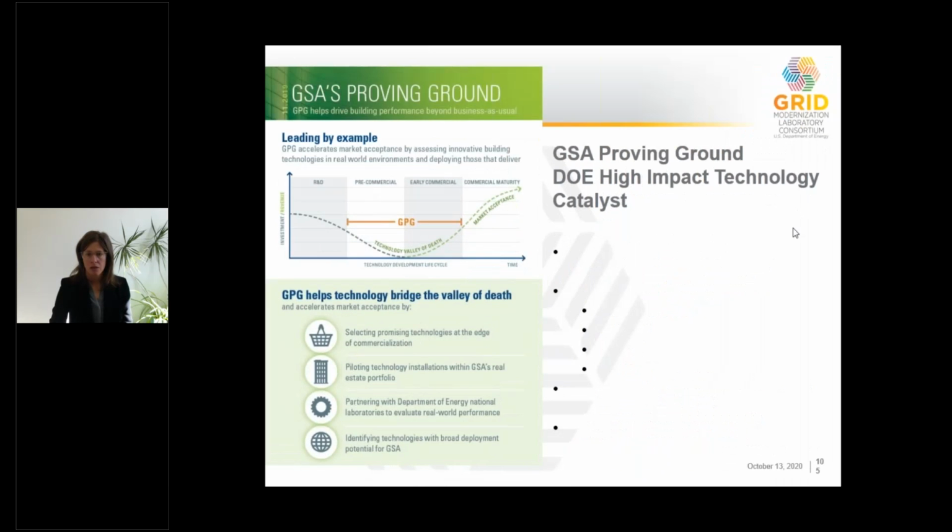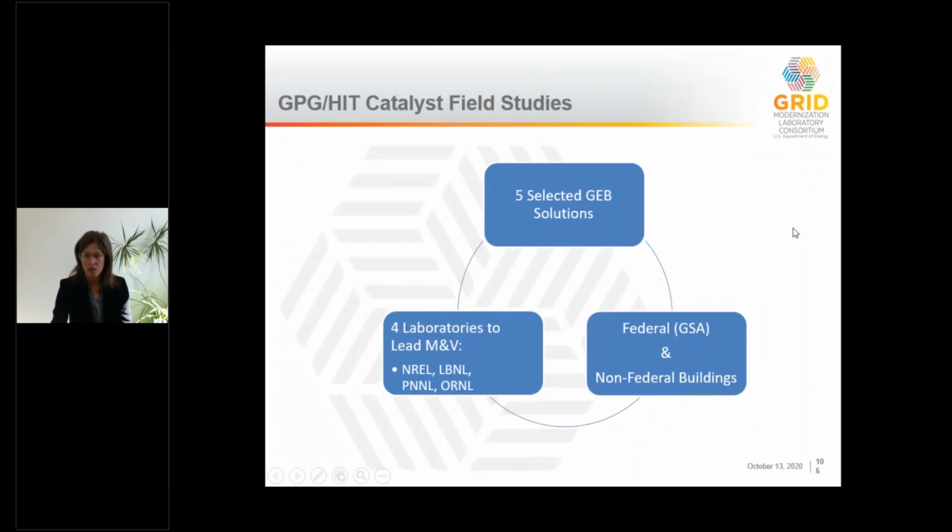Next slide. So from this RFI that was released, we selected 5 GEB solutions, the software solutions that we will be demonstrating in real buildings. 4 of the national laboratories will lead the measurement and verification, including NREL, Lawrence Berkeley National Lab, Pacific Northwest National Lab, and Oak Ridge. And we will be testing these in both federal GSA and non-federal buildings. Next slide.